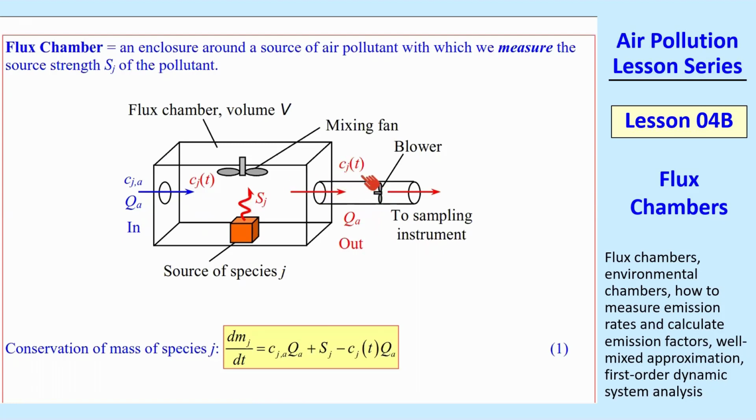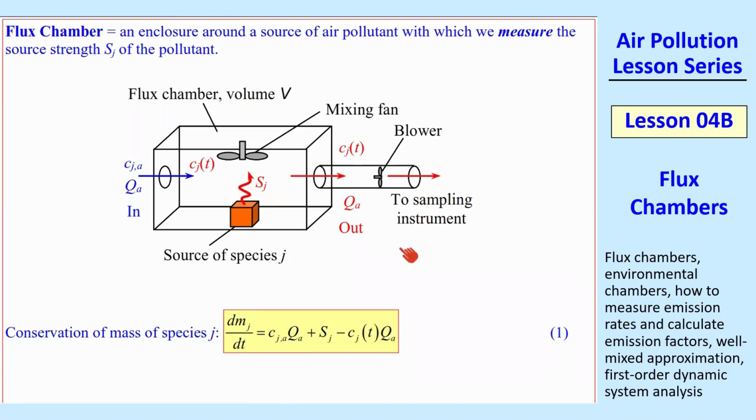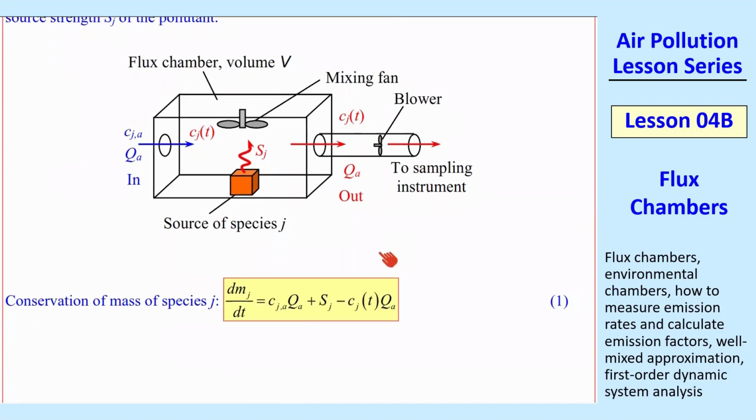So there's a CJ coming out that's different than the CJ coming in. CJ will vary with time also, but generally we run this to steady state. And then QA is the same QA going out. We neglect any additional gas volume brought in by the air pollutant, so that's typically small compared to the bulk air. And then you have some kind of an instrument to sample it so you can measure CJ as a function of time.